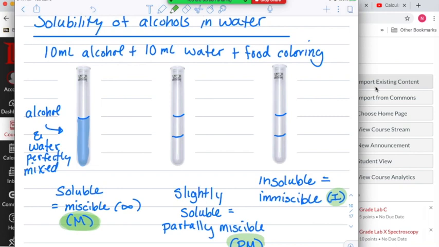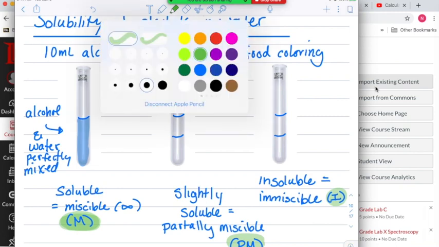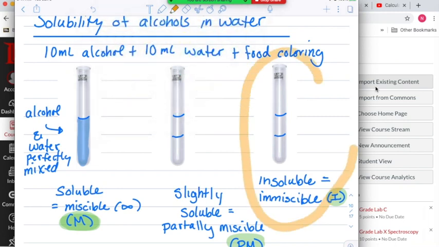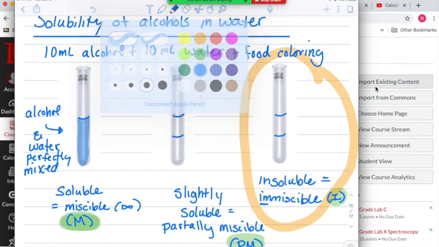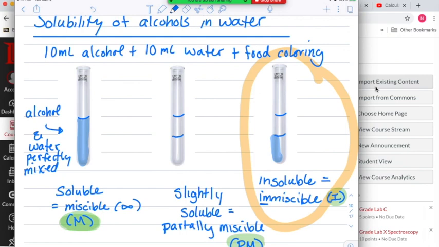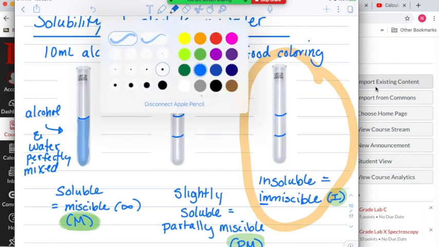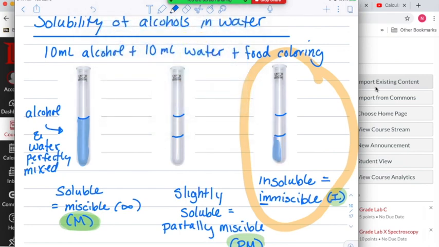Next up, I'm going to jump all the way to the end, just like we did last time, and we're going to talk about something that is insoluble. Something that is insoluble is also referred to as immiscible. Let me go ahead and underline the im here. Immiscible, which you're going to refer to with an I on your lab, is something that's insoluble. So let's imagine at the bottom, here's our water, again with blue food coloring.